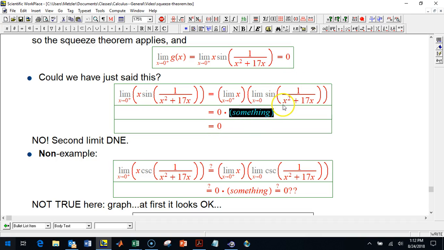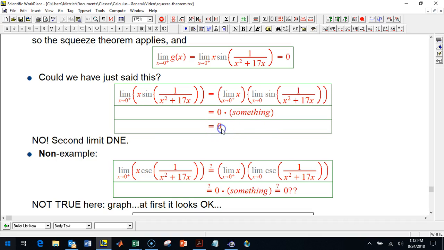Again, they would say, yeah, the great thing is I don't need to know the limit of this thing, because 0 times anything is 0. Problem is, when you use this law that the limit of a product is the product of the limits, both of the limits have to exist individually. And this second limit doesn't exist. That is something that has infinite wiggles and does not get smaller.